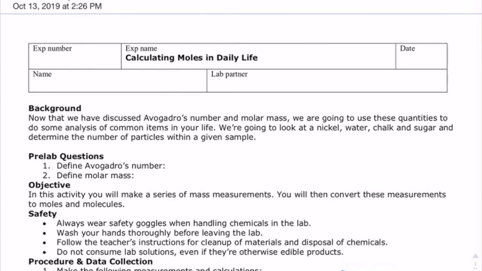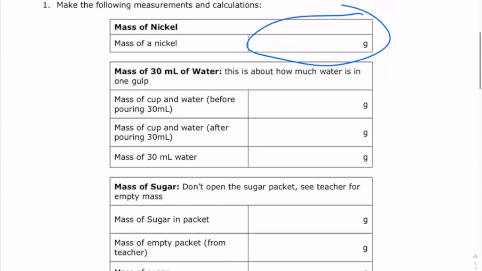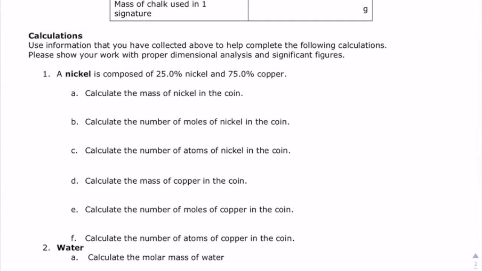We're going to calculate moles and particles for our lab from last week. Start with the mass of a nickel. The mass of the coin nickel is going to go right here. I'm just going to call it M. In order to find the mass of the nickel in the nickel, it's 25% of that. I'm going to multiply that by 0.25, and that's going to give me the mass of nickel in the nickel.